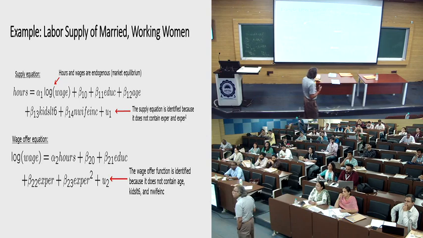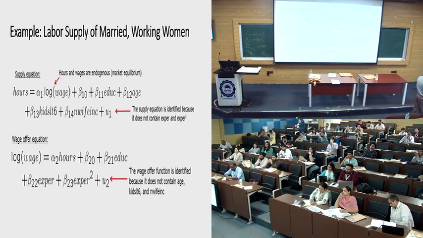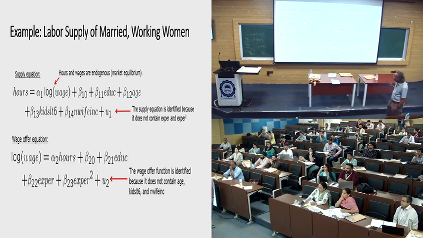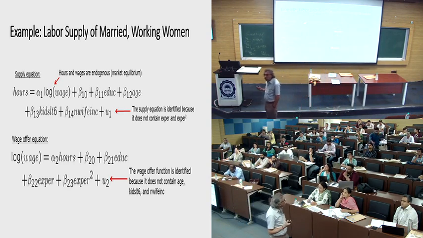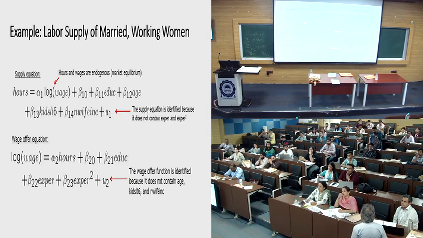I'm going to claim the supply equation is identified, because if you look at the demand equation, it includes two variables, experience and experience squared, which are not there in the supply equation, right? So therefore, the supply equation is identified. If you now look at the demand equation, you observe that the number of kids less than age 6 and the family income are not included in the wage offer or demand equation, right? So that equation is also identified, because I have a couple of variables that are included in the demand but not in the supply and vice versa, right?